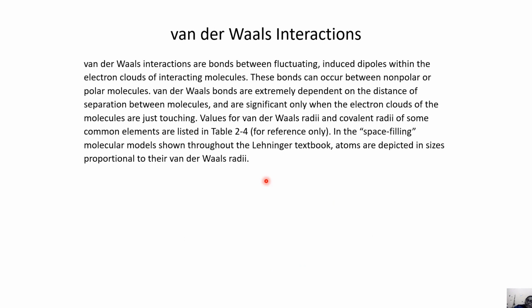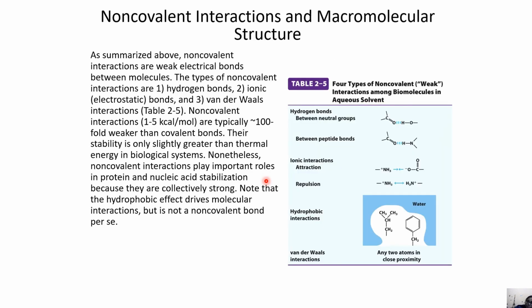So what are van der Waals interactions? Van der Waals interactions are bonds between fluctuating induced dipoles within the electron clouds of interacting molecules. These bonds can occur between non-polar or polar molecules. Van der Waals bonds are extremely dependent on the distance of separation between the molecules and are significant only when the electron clouds of the molecules are just touching. Values for van der Waals radii and covalent radii of some common elements are listed.